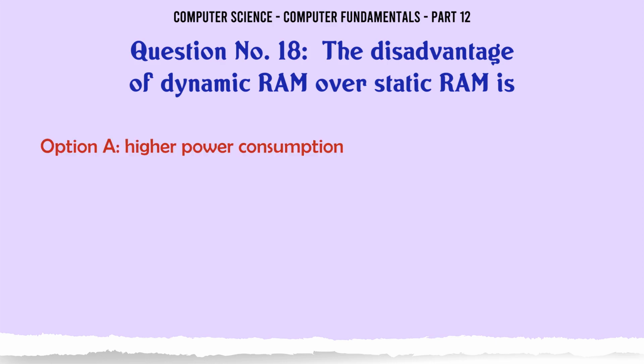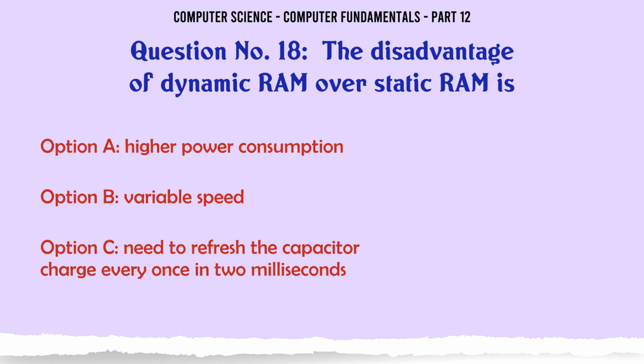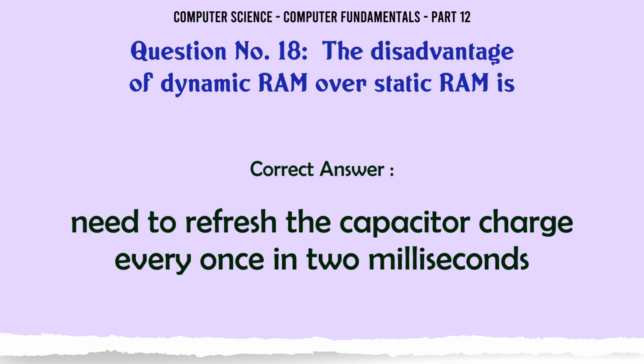The disadvantage of dynamic RAM over static RAM is A. Higher power consumption, B. Variable speed, C. Need to refresh the capacitor charge every once in 2 milliseconds, D. Higher bit density. The correct answer is need to refresh the capacitor charge every once in 2 milliseconds.